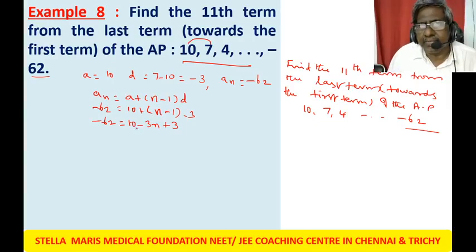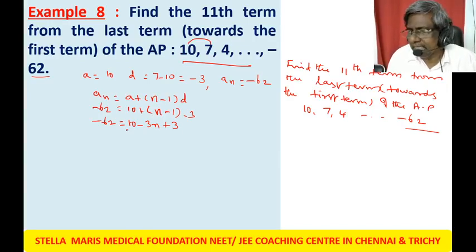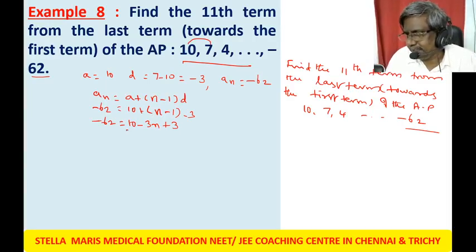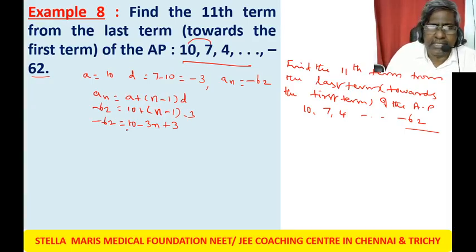Find the 11th term they are asking. See, first we should know the total number of terms, then only we can find; we have to minus that 11 and find out. Now the 11th is not a matter. First we have to find out the number of terms. The roll will come the next one, Babu. Next line, Babu.